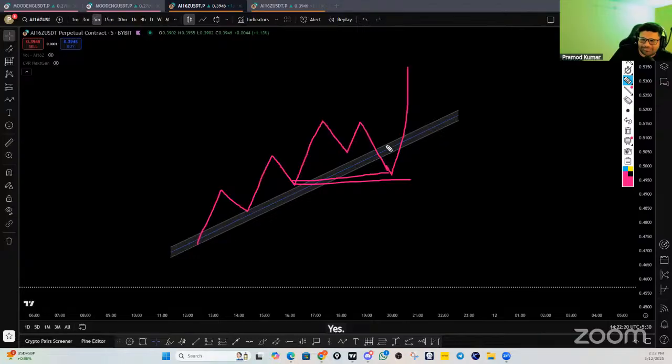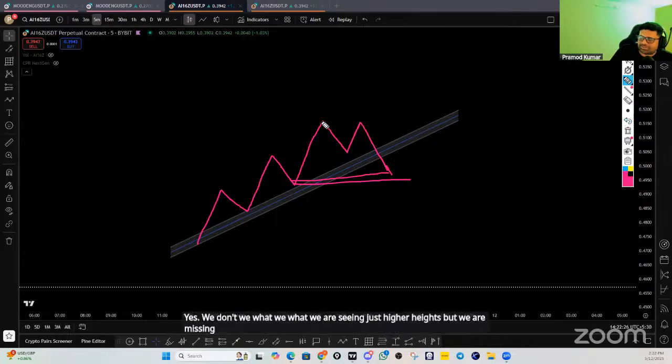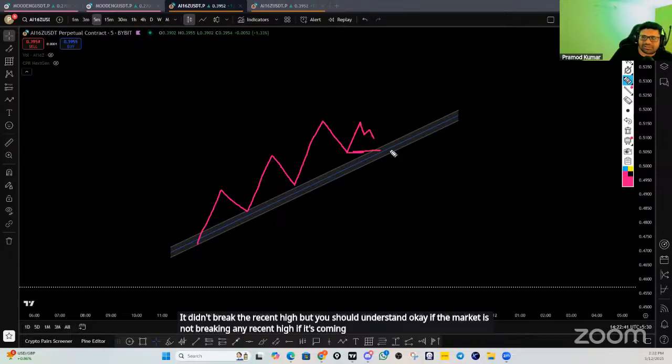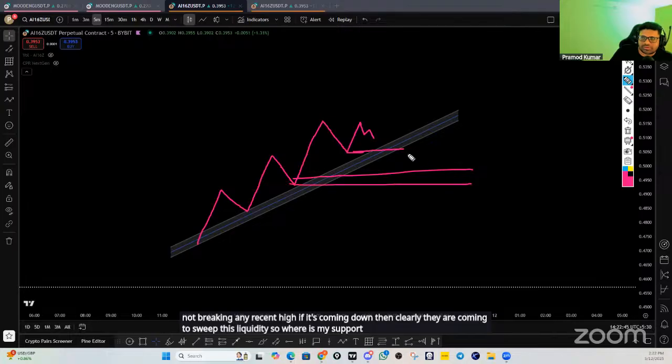What we are seeing is just higher highs, but we are missing this one, sir. Like Mr. B, we just now said, right? We didn't break the recent high. Correct, sir. It didn't break the recent high, but you should understand that if the market is not breaking any recent high and is coming down, then clearly they are coming to sweep this liquidity. So where is my support? Here, sir. So now how will we get trapped?